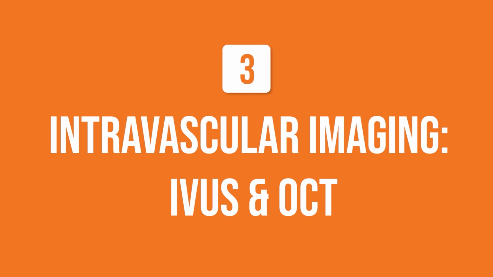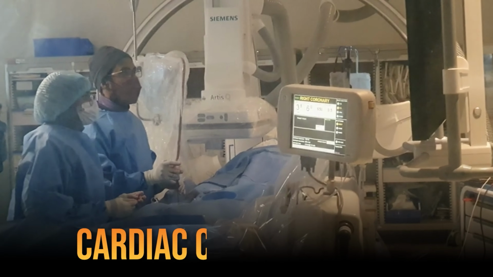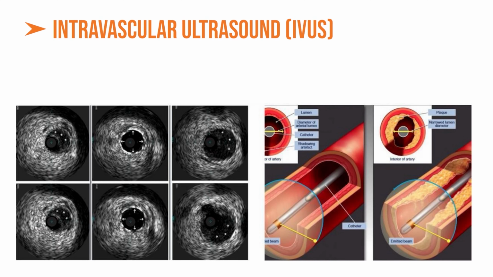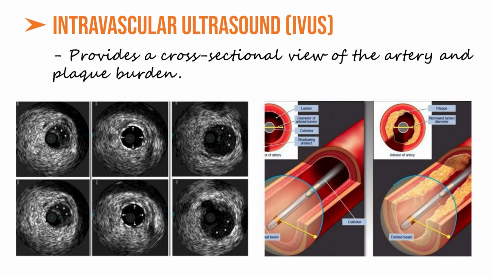The third imaging tool is intravascular imaging, IVUS and OCT. These are invasive tests typically done during cardiac catheterization, but they give unmatched detail. Intravascular ultrasound, or IVUS, provides a cross-sectional view of the artery and plaque burden.